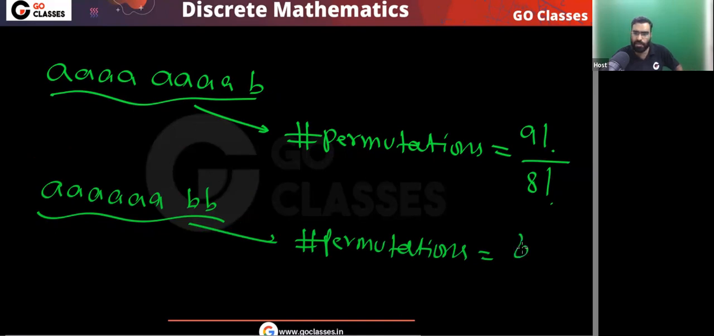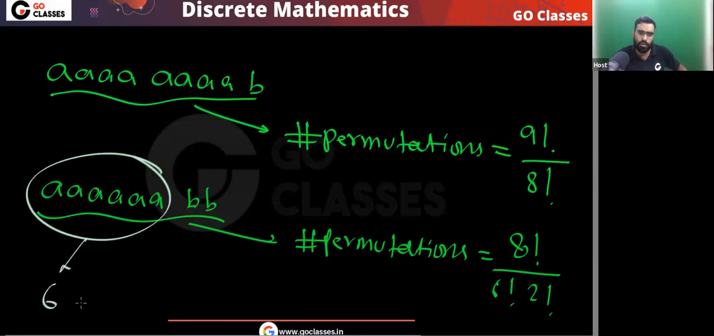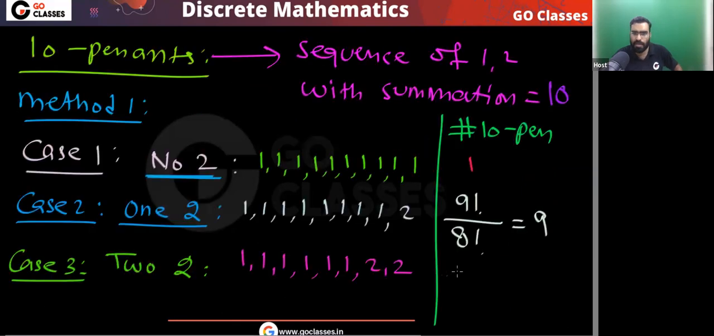Total you have 8 factorial divided by 6 factorial, 2 factorial. Very simple. Yes or no? Because you have 6 A's and you have 2 B's. This will be your answer in this case: 8 factorial divided by 6 factorial, 2 factorial.